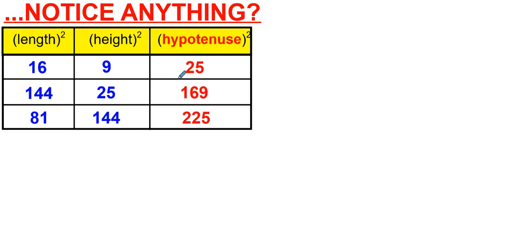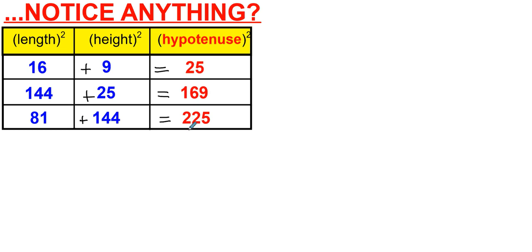So did you work it out? Well, what you hopefully should have noticed is if you add the length squared and the height squared for each row, then that gives you what the hypotenuse squared is. 16 plus 9, most obviously, is 25. And this second one, 144 plus 25, would give 169. And for the bottom one, 81 plus 144, again, would give us the hypotenuse squared, which is 225.